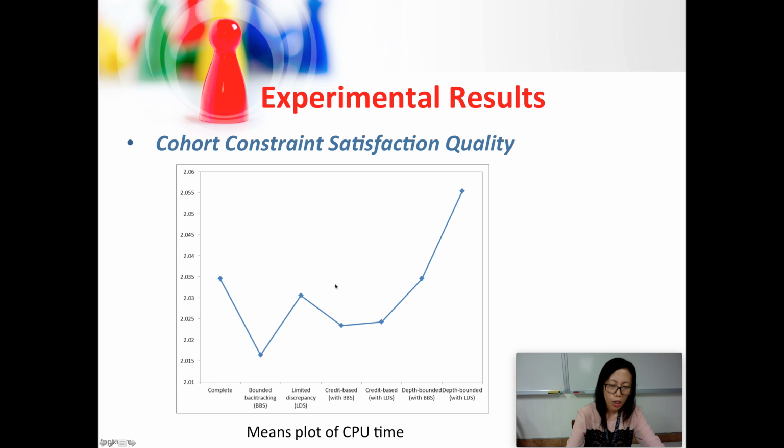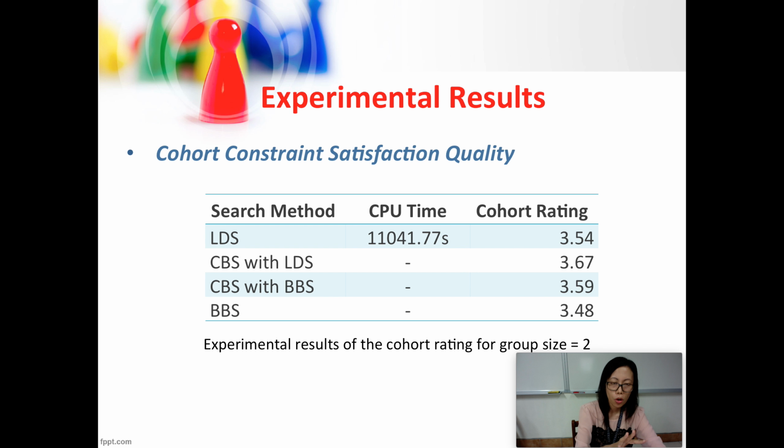But if we look at the graph, there are some search methods that consistently return solutions faster than the rest of the search methods. And these are bounded backtracking search, limited discrepancy, credit-based with bounded backtracking search, and then credit-based search with limited discrepancy search. So we used the 4 with the lowest mean CPU time in the next experiment.